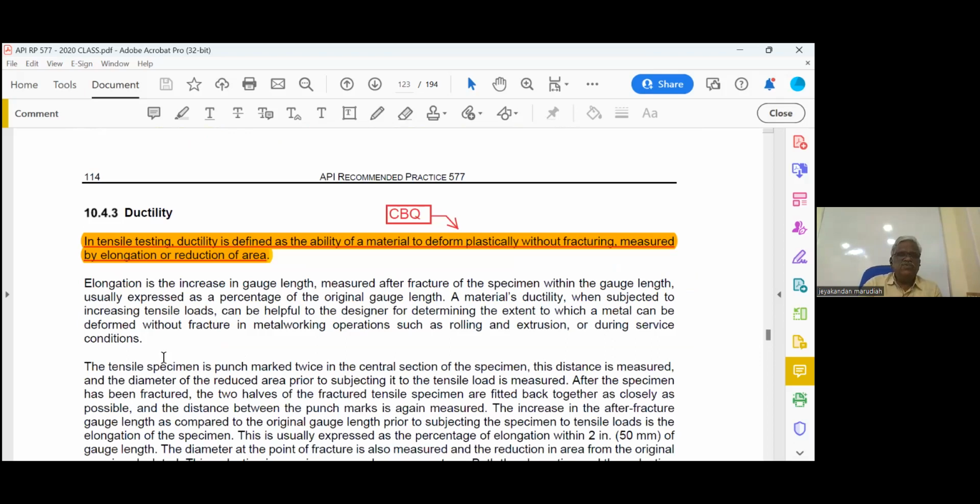Then page number 114, ductility. This is closed book. In tensile testing, ductility is the ability of material to deform plastically without fracturing, measured by elongation or reduction of area.